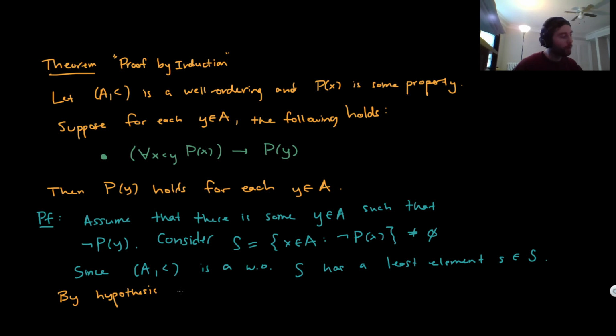What has to be true? So we know that if for every single x less than s, p of x holds, then it had to be true that p of s was true. So this is the assumption, this green statement right here. By hypothesis, s is an element of A, so that statement has to be true. Why is this hypothesis true? Well, it's because s is the least element of big S.